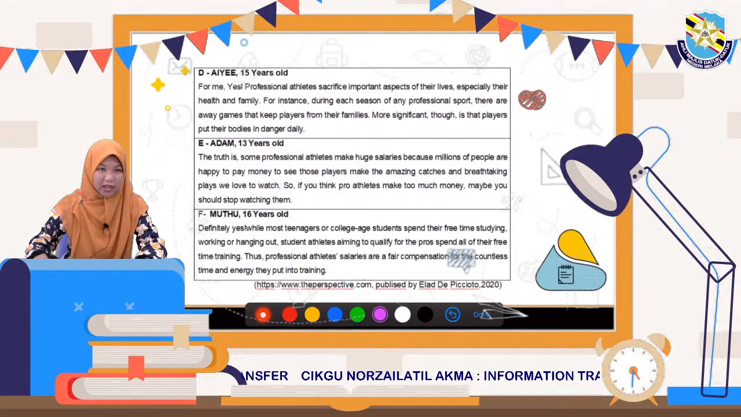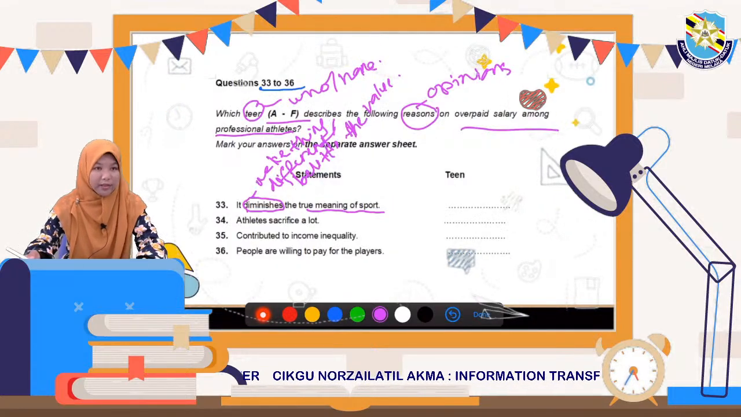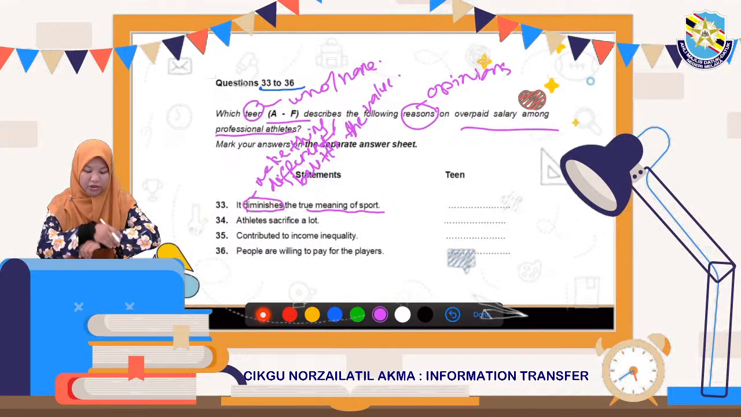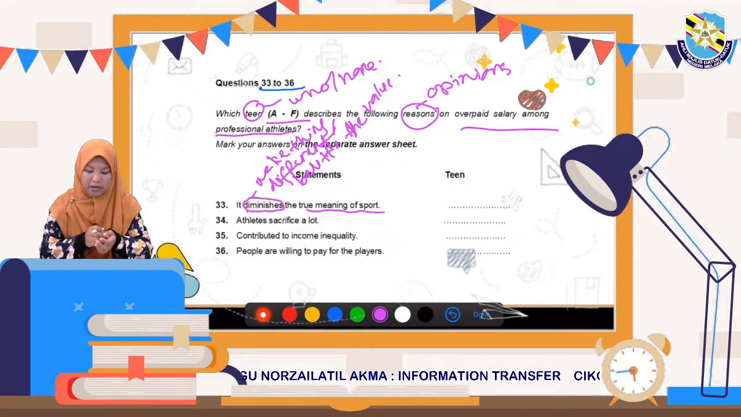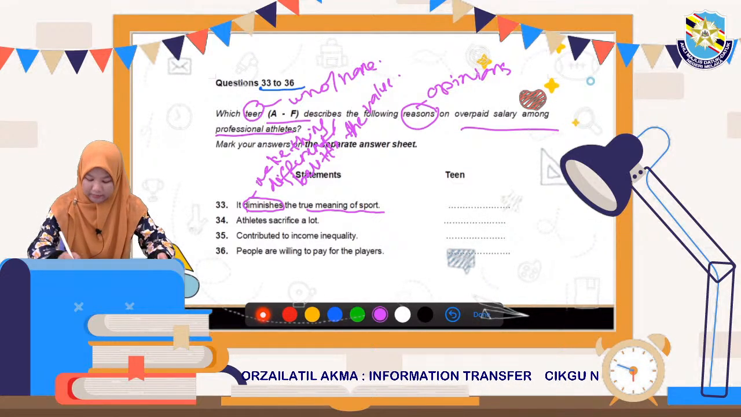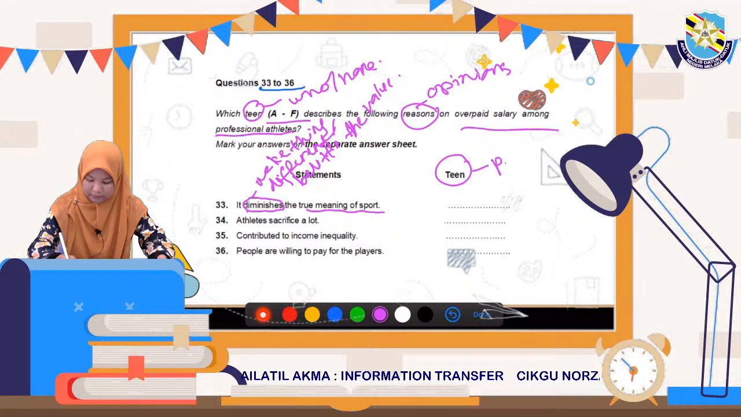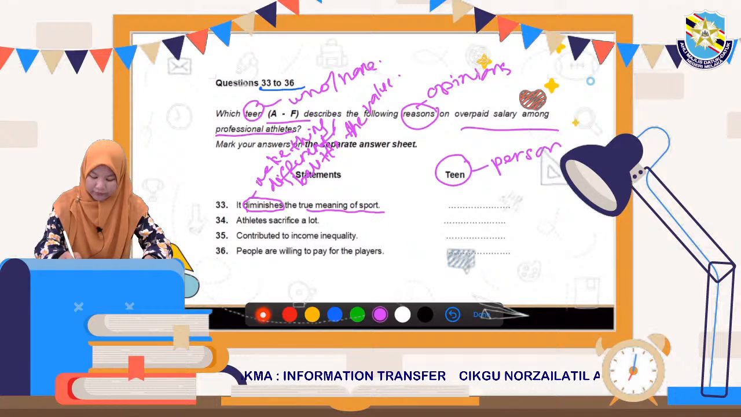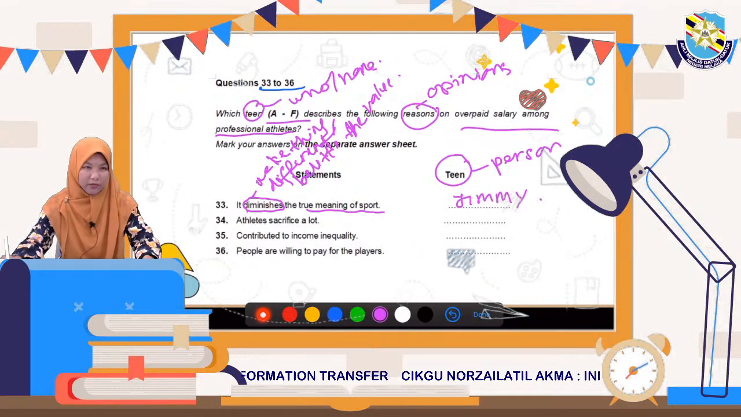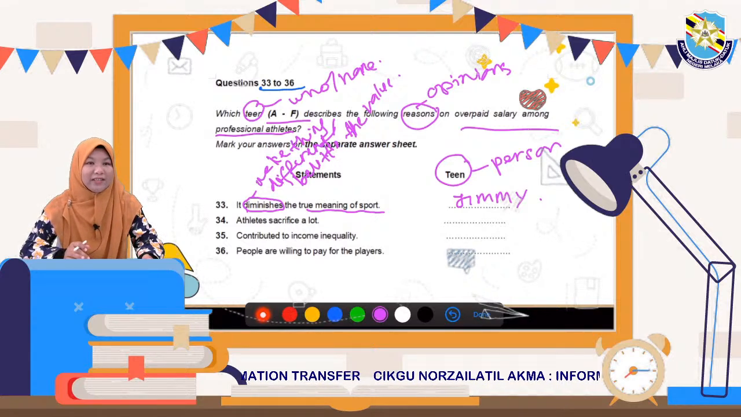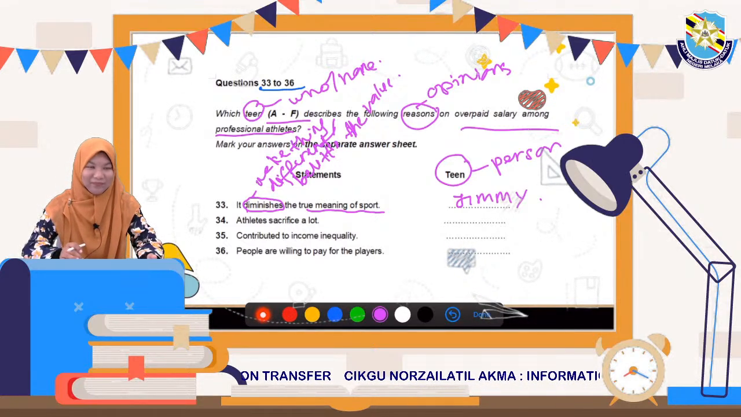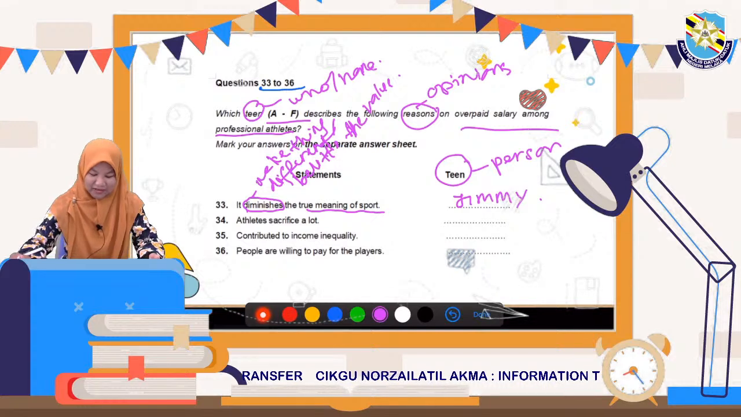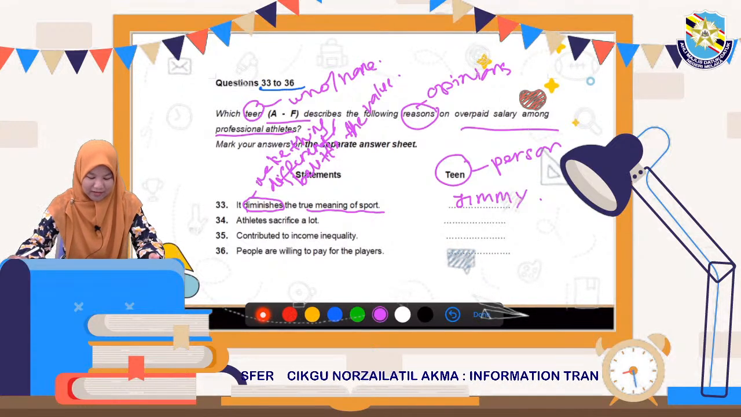The answer for number 33, it diminishes the true meaning of sports. The person who said this is Jimmy. Yes, good, Nurul Ain, Jimmy. Well done.